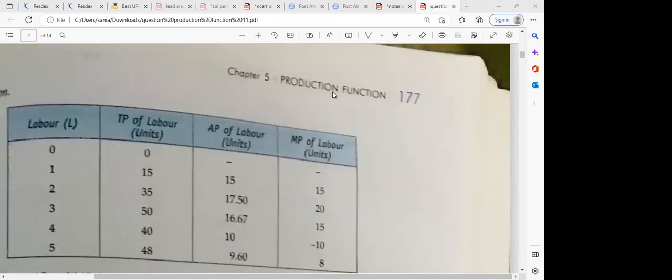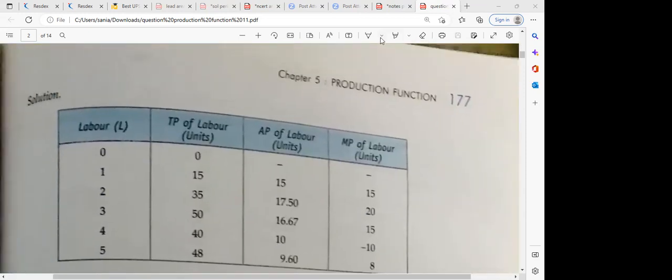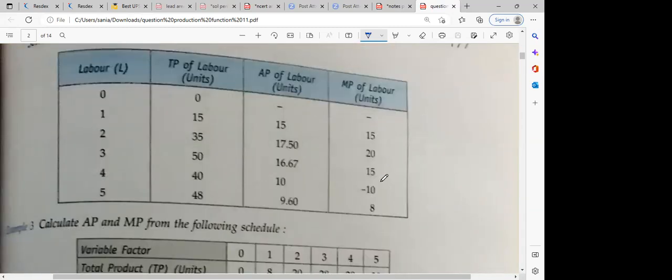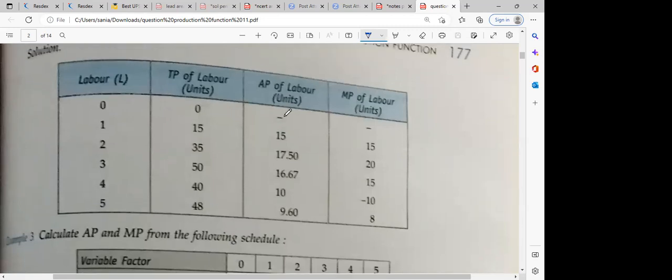See, everyone done? Yes, ma'am. Done. Okay. See, over here, what was the formula for MP? You simply have to do this, right? Yes, ma'am. As TP is given, I hope you can find MP, right? 15, 20, 20, 15 and minus 10 and 8, right? Yes, ma'am. For AP, first of all, it will be dash, right? Second one will be 15 because your TP is 15 divided by 1. You got 15, right? Yes, ma'am. Second one will be 35 divided by 2.